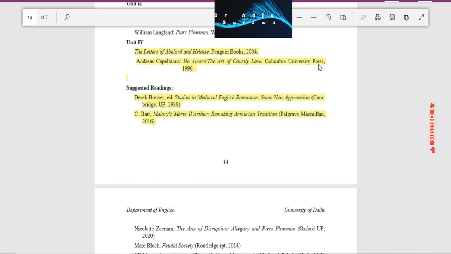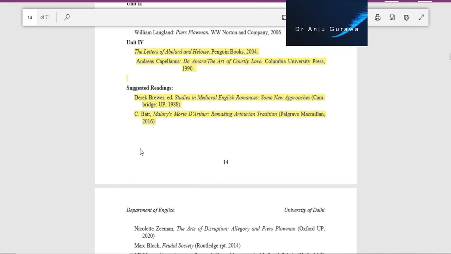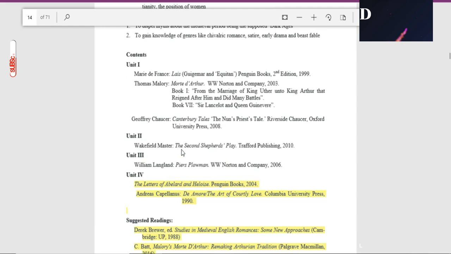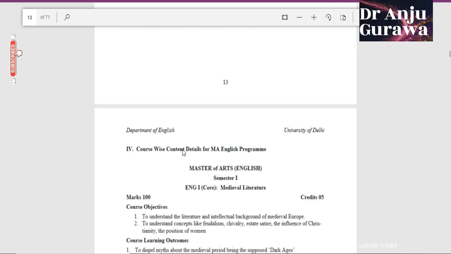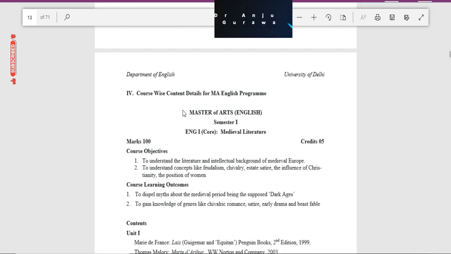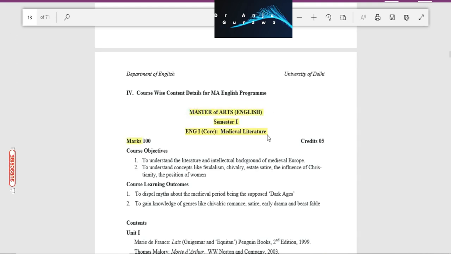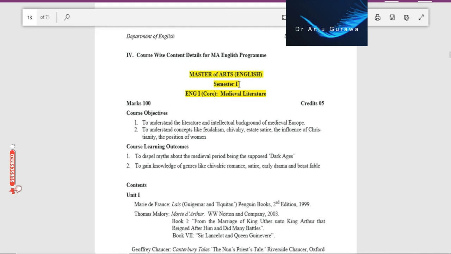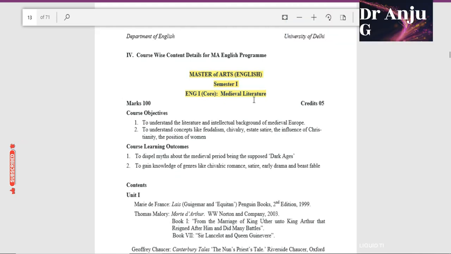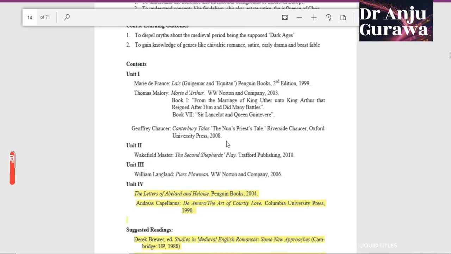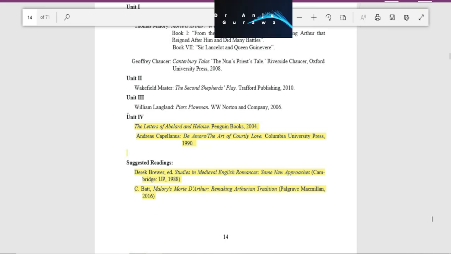Dear students, as you can see, this is the syllabus for MA, your Master of Arts English paper. This is Semester 1, English core paper, Medieval Literature, and as I'm taking Unit 4, you can see that the letters of Abelard and Heloise were already completed.